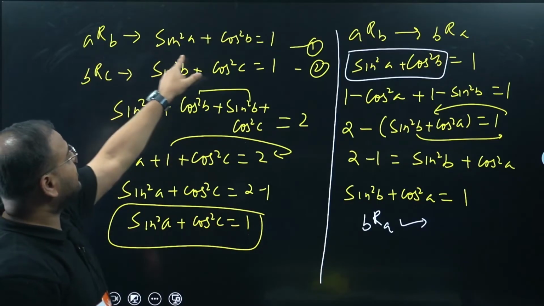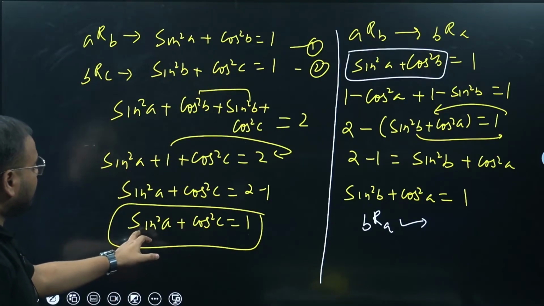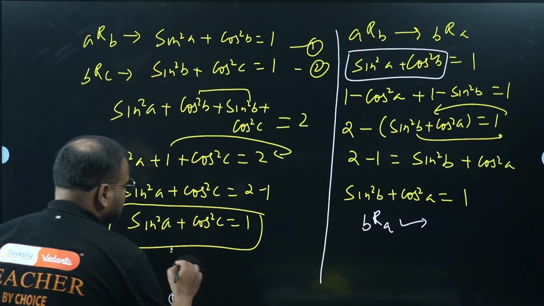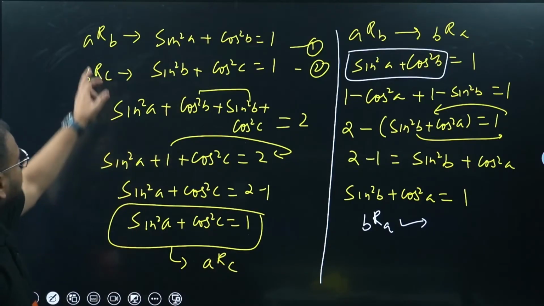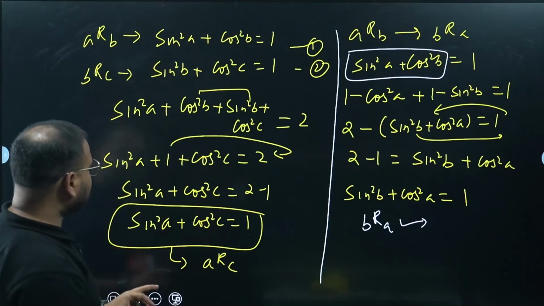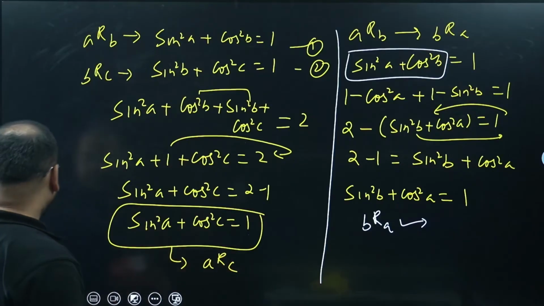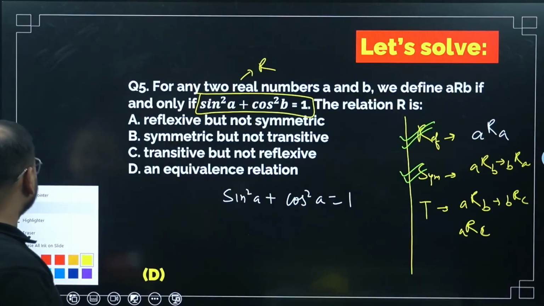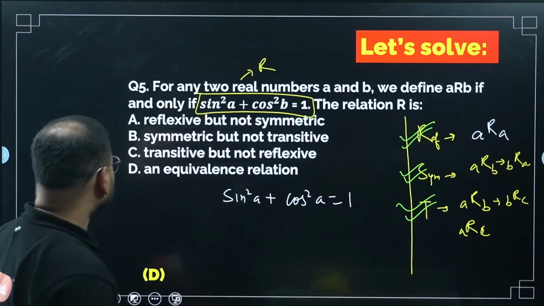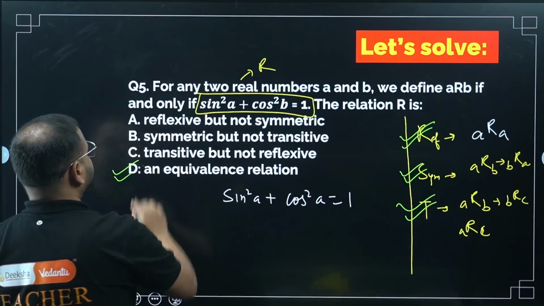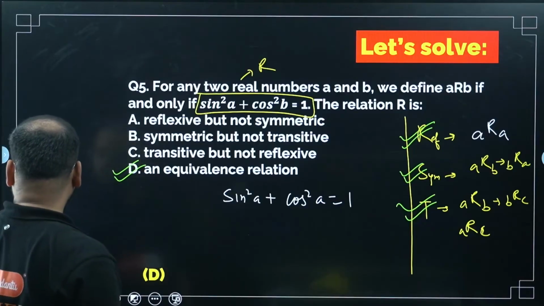When ARB, sin square A plus cos square B. BRC, sin square B plus cos square C. Then we have sin square A plus cos square C. This can be written as ARC. ARB true, BRC true, then ARC has to be true. It means transitive holds here. It means option D, equivalence relation. Very simple. Moving on, please.